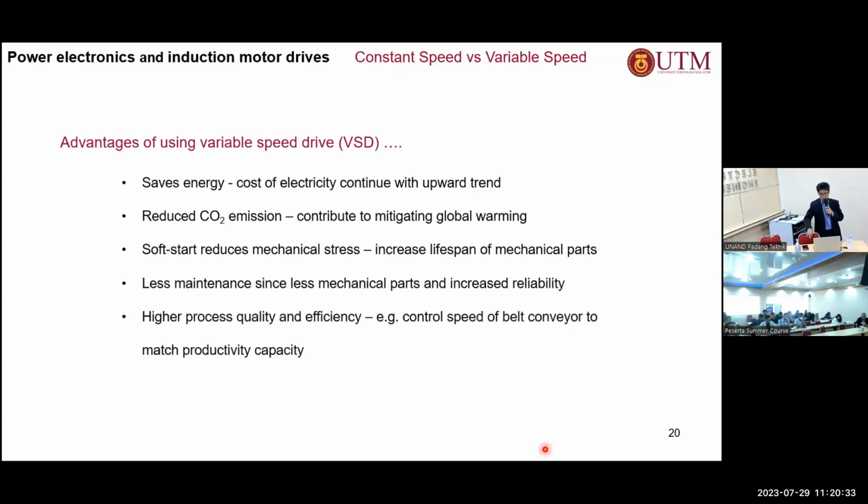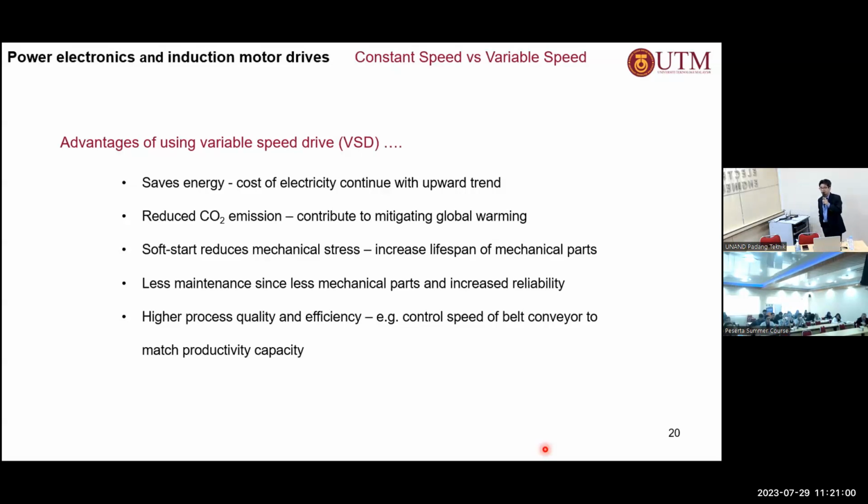So what is the big deal about using these variable speed drives? Save energy. Not only because it is using power electronics, but the way that it is controlled will save energy. I'm going to talk a little bit more about this later. If you save energy, then you reduce CO2 emissions, which means that you are contributing to the mitigation of global warming, which is good.